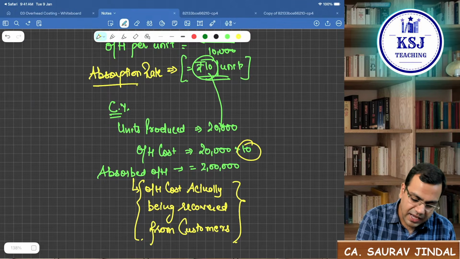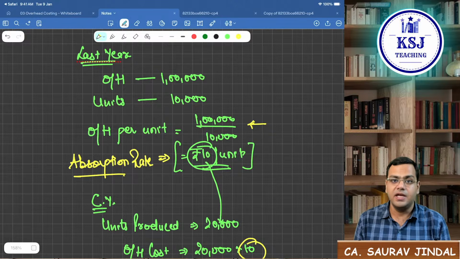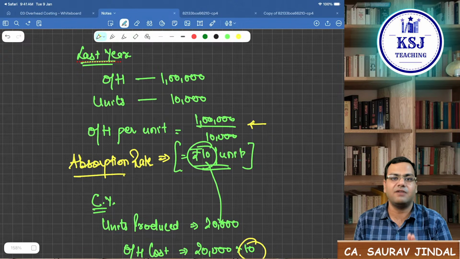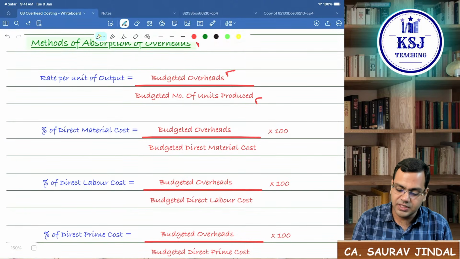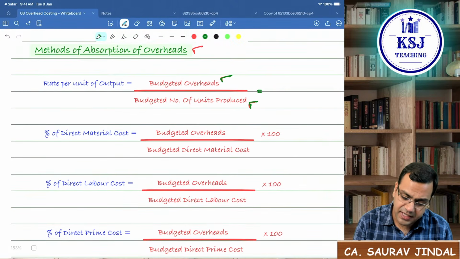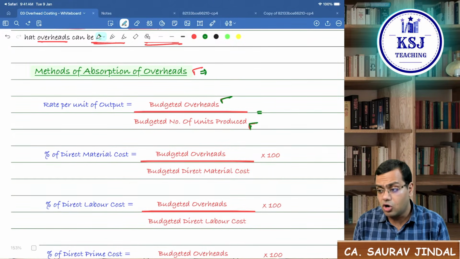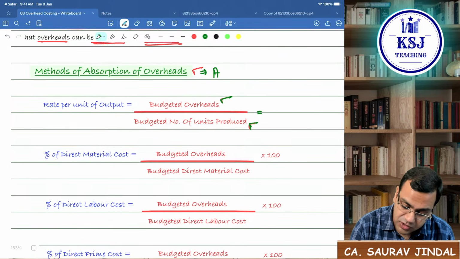Here we have taken the base as overhead cost per unit. For every 1 unit that we have manufactured, what is the overhead cost that we have to incur, that we have to bear? So the rate per unit of output is budgeted overheads divided by budgeted number of units produced. All these are methods of absorption of overhead, and all these methods will give you the absorption rate.